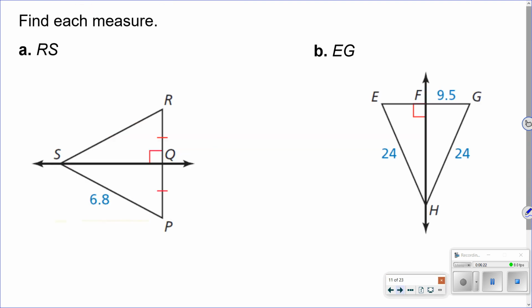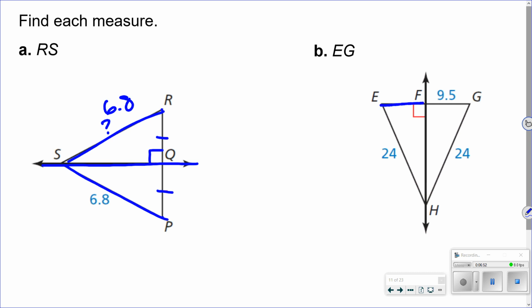Here's some examples of how we could apply that. So if I look at this problem, it wants me to find RS, like this segment right here. Well, check this. SQ is the perpendicular bisector, right? It cuts it in half, and it forms a 90-degree angle. So it is a perpendicular bisector. That means that that segment and that segment have to be the same, so the answer is 6.8. Okay, pretty simple.